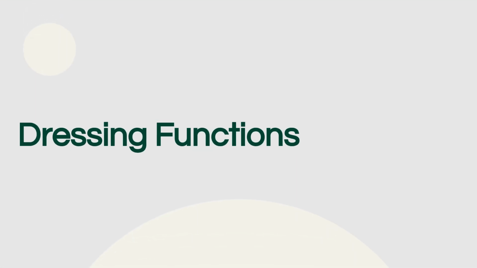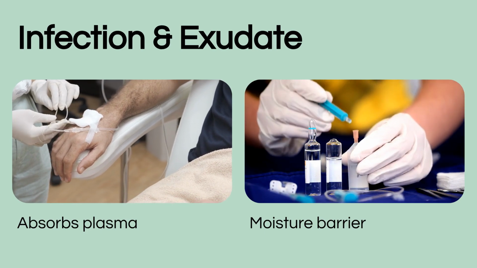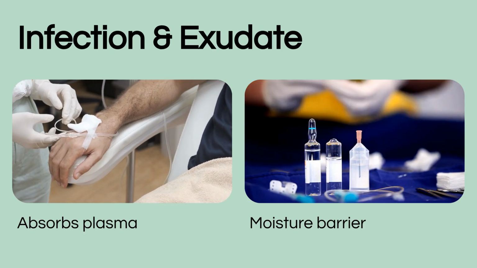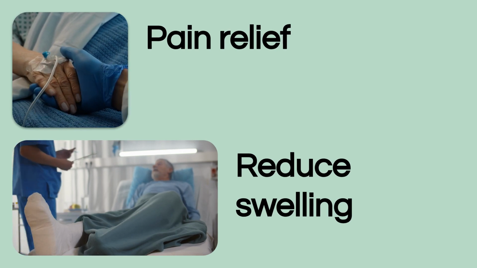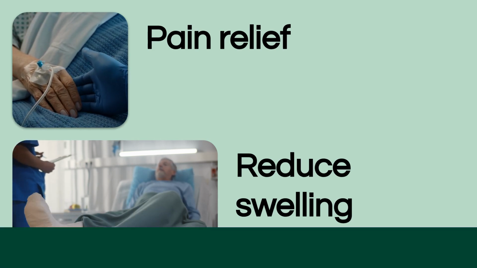Beyond simple coverage, a properly applied dressing serves several critical medical functions for the patient. Dressing acts as a physical barrier against contamination for infection control, and it absorbs exudates like blood and pus, managing wound moisture. Dressings aid in hemostasis and compression to control minor bleeding and reduce swelling. Importantly, they provide comfort by protecting sensitive nerve endings.